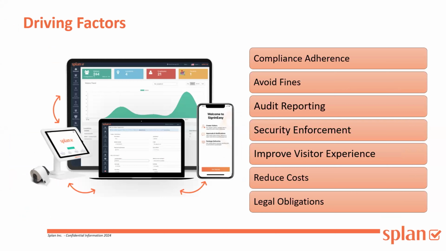Let's talk about the driving factors with SPLAN and how we can help meet NERC CIP compliance. Once again, we can set up policies and procedures within SPLAN based on our configurability. We have a lot of options for how we drive that compliance. Obviously, it's to avoid fines by allowing audit reporting, security enforcement, and improved visitor experience. We can do this at a much reduced cost because we can get rid of all these disparate systems by rolling it under one platform. And it also meets all the legal obligations.